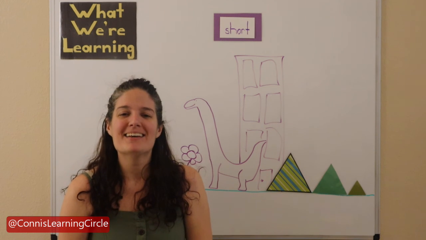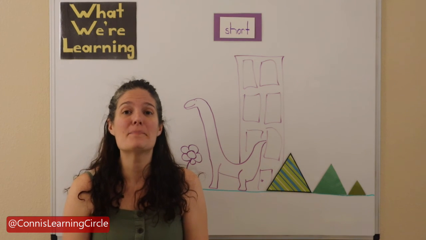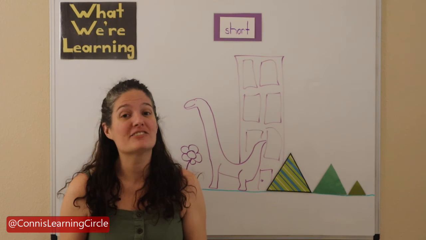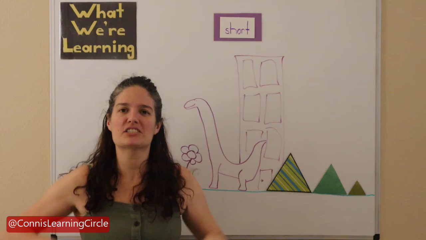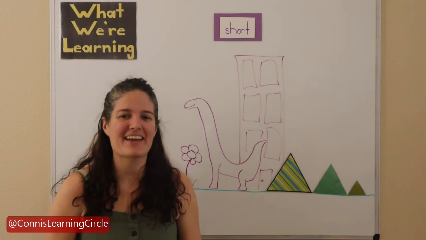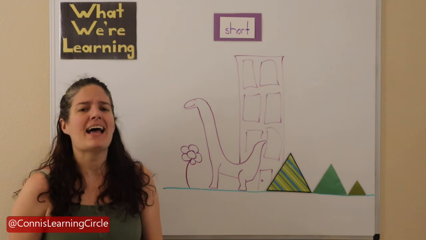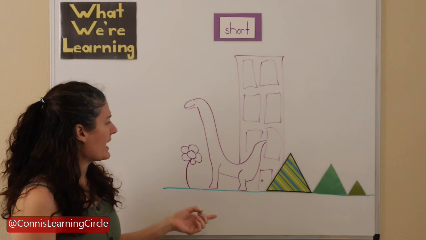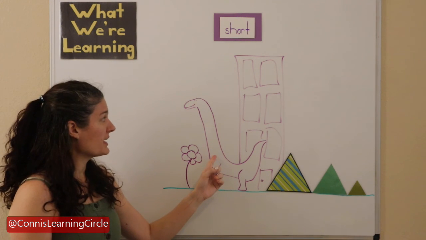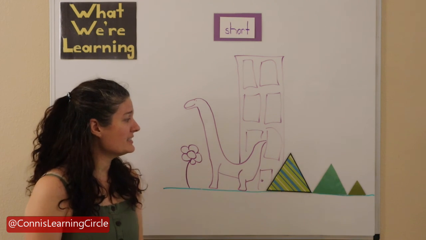Awesome job. Thank you so much for coming and learning more about our comparing words with me today and learning all about our comparing word, short, our opposite word of tall. Our tall things stretch up high into the sky, but our short things stay down low to the ground, right? And you helped me think of all the different things that are short around us. And we were able to look at our dinosaur and our flower and see that our flower is short compared to our dinosaur, but our dinosaur is short compared to our skyscraper.